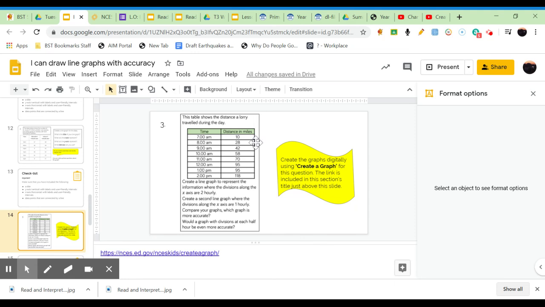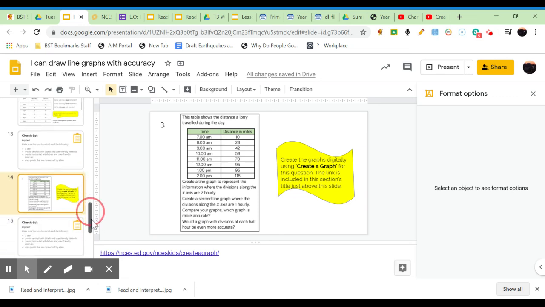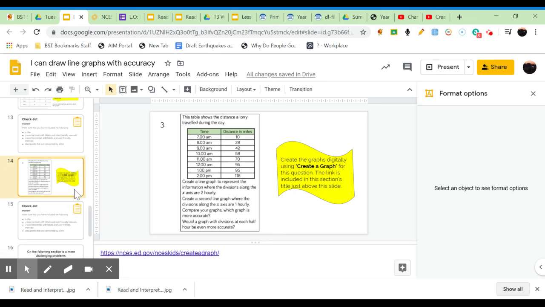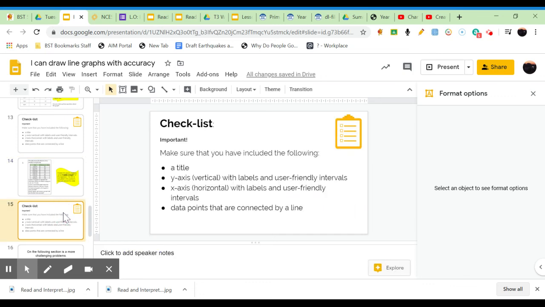It says you complete this question with the data using this graph creating a graph link. Now, this is above, it's at the title above this slide on the Google form. You will see that link, and then you can do that digitally online. So you don't need to draw that one on paper. And there is a checklist to check that you've got that right.